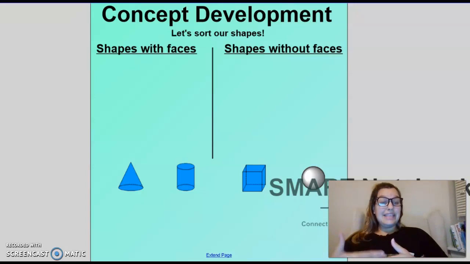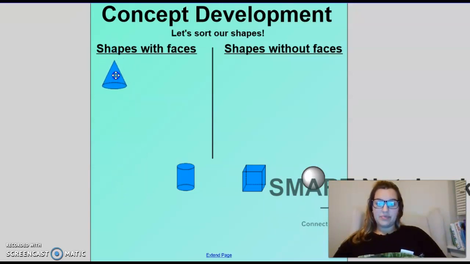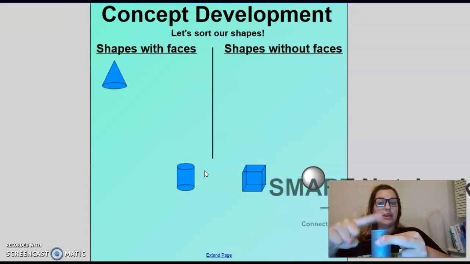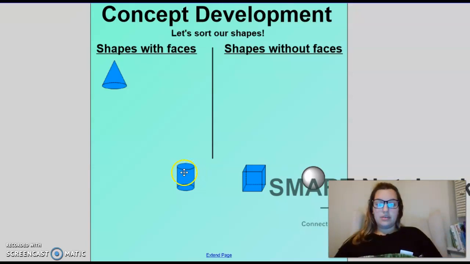So we are going to continue classifying or sorting our shapes. So looking at our cone here, does it have any faces? Yes. Just how many? 1. The circle on the bottom is a face. Coming over to our cylinder, does that shape have any faces? Yes. It has 2 circles, 1 up top, 1 down below.